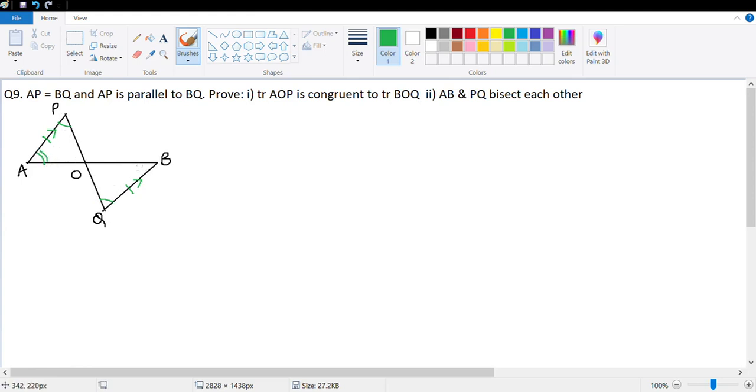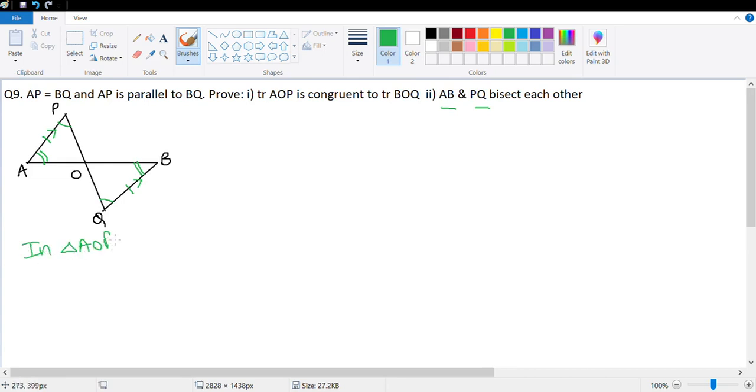Similarly, angle A here and angle B here are equal, which means these are alternate angles. So by the angle side angle test, I can prove these two triangles congruent. Yes, and that will help me. So I will be able to prove AOP and BOQ congruent, and that will help me show AB and PQ bisect each other. Perfect. So let's look at this.